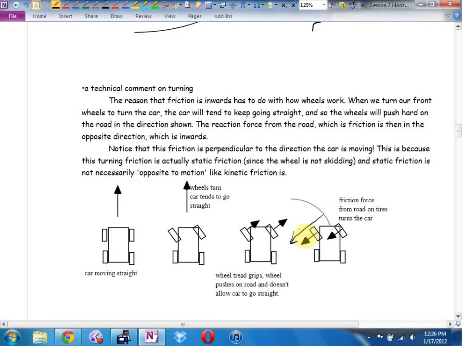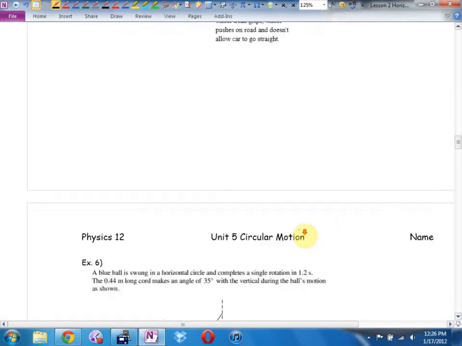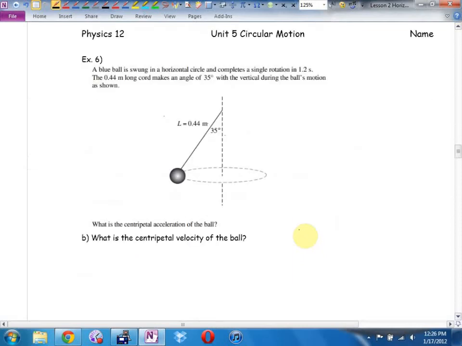Example 6. And let's put a little part A right here. A blue ball is swung in a horizontal circle and completes a single rotation in 1.2 seconds. The 0.44 meter long cord makes an angle of 35 degrees with the vertical during the ball's motion. What's the centripetal acceleration of the ball?